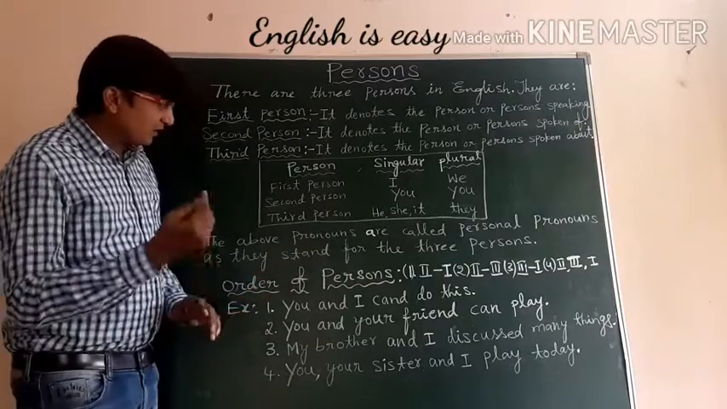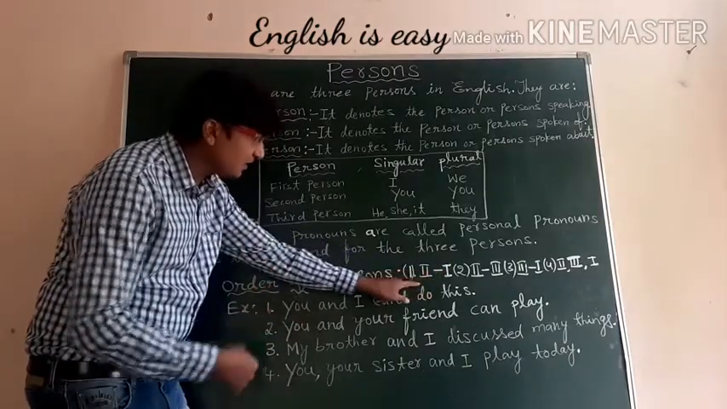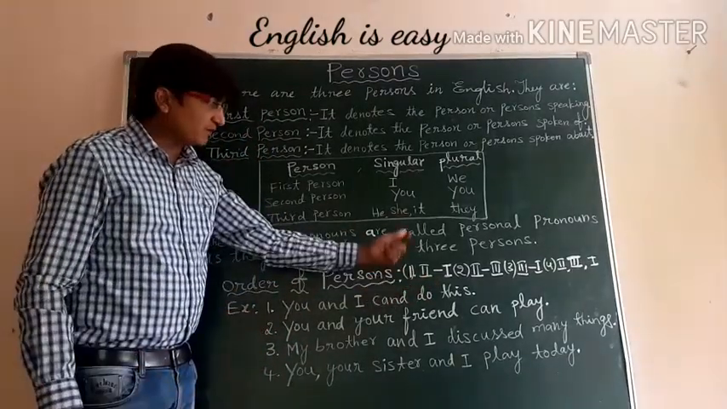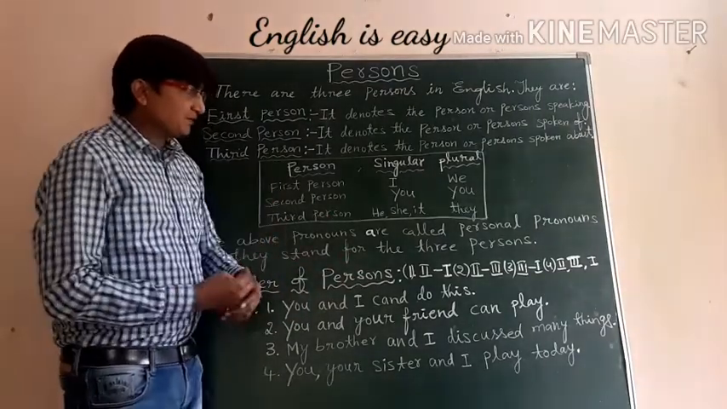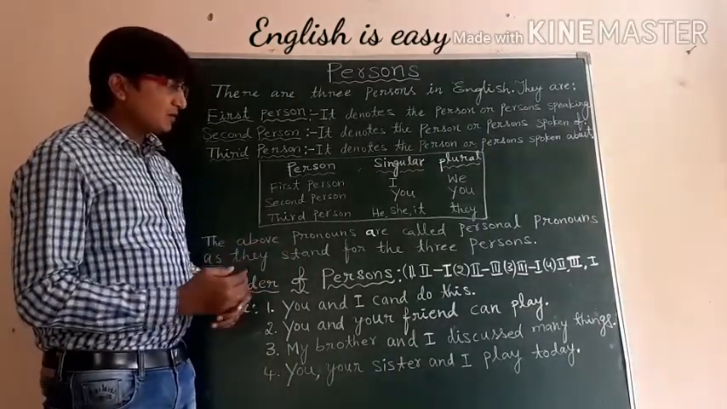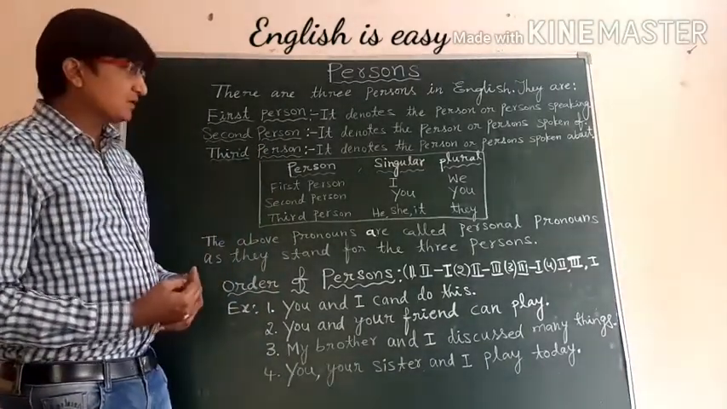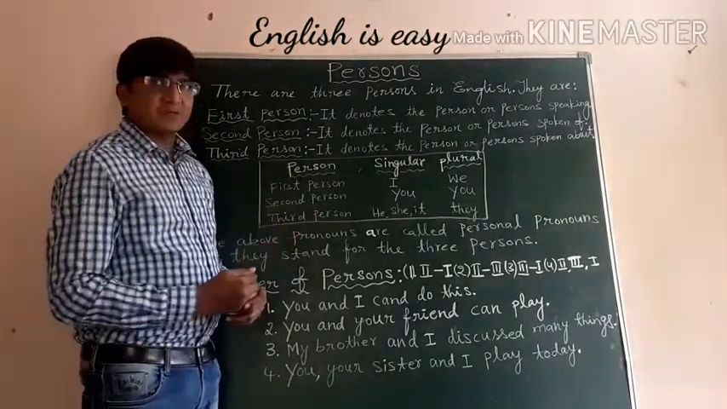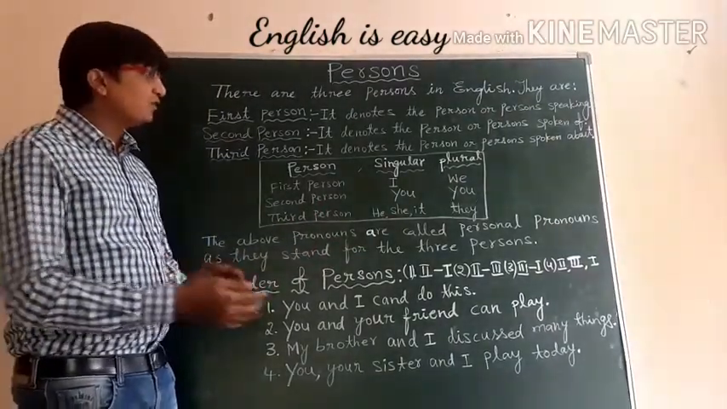Here I have written first, second person and first person. If we have second and first person, we are supposed to use second person first and then first person. Or if we have only second and third persons, first we have to use second person and then third person. Or if we have only third person and first person, first we are supposed to use third person, then first person. Sometimes we may have all three persons. Then how should we use them?